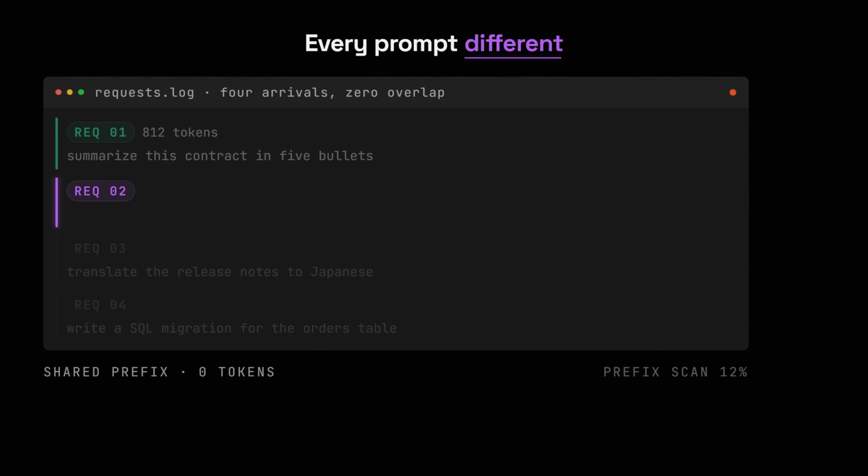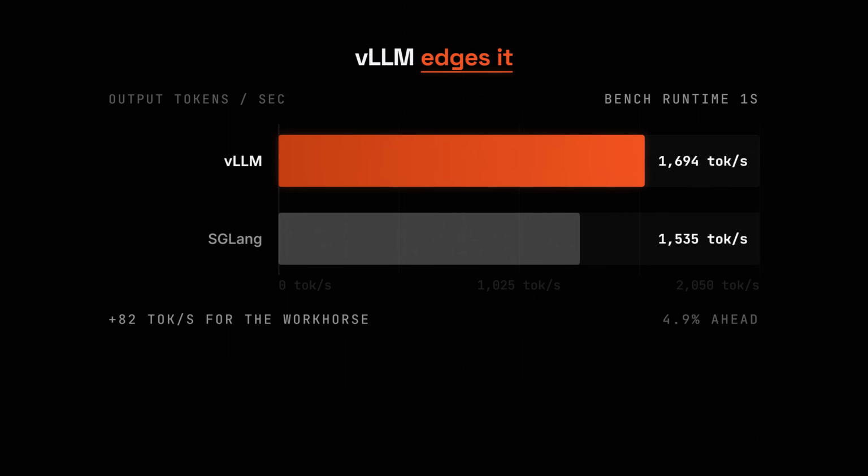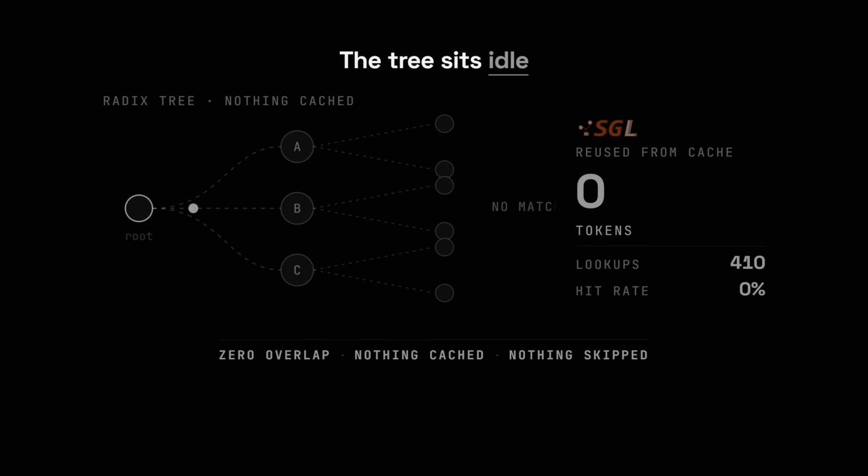And here's the part the internet gets wrong about SGLang. When every prompt is different, vLLM is not behind at all. Serving Qwen3 535B on one GPU at 32 concurrent requests, vLLM pushed 1,743 output tokens a second to SGLang's 1,661. On unique work, the workhorse edges it, and a lot of the folklore about SGLang being flat out faster just skips that detail.